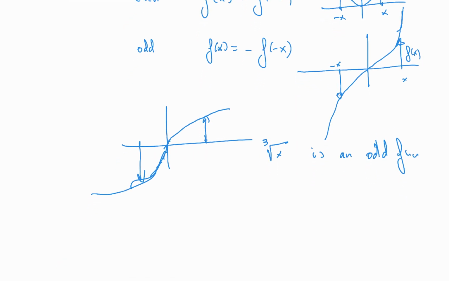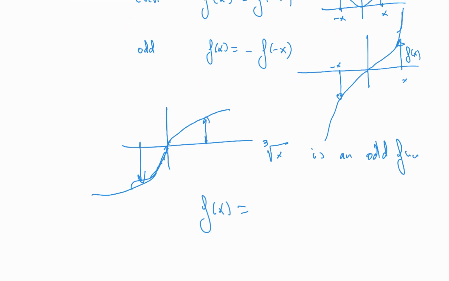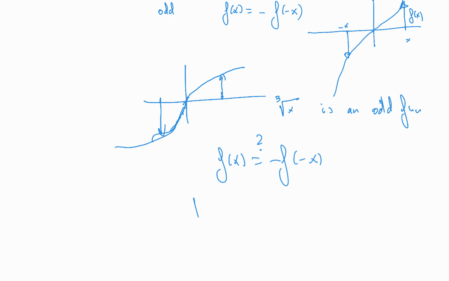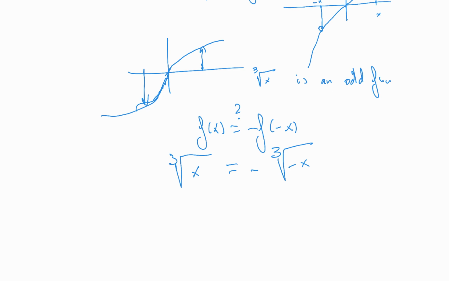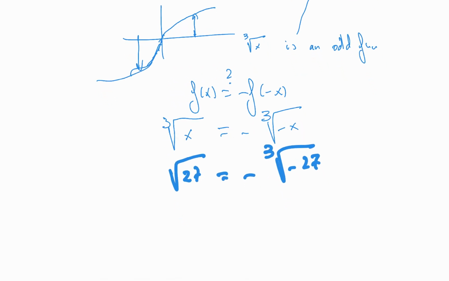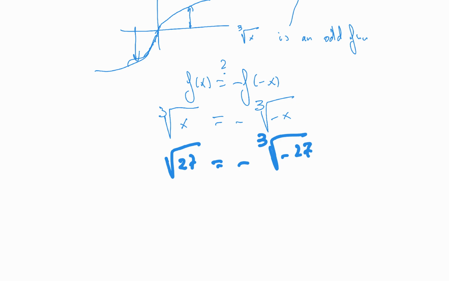If you want to prove it, we have to say f of x will be equal to f of minus x with the minus sign. Who is f of x? f of x is the cubic root of x. Who is minus the f of minus x? f of minus x is the cubic root of minus x. Perfect. Are these things the same thing? Is the cubic root of, let's say, 27 equal to minus the cubic root of minus 27? Well, the cubic root of 27 is 3, because 3 by 3 is 9, 9 by 3 is 27.